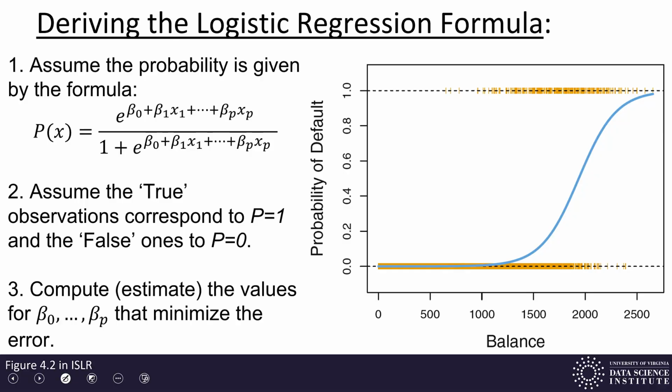Then we estimate the values for the betas that minimize the error, and the error is measured by the distance between each data point and its associated place on the graph. So we estimate the mean squared error, the square of each of those errors, the distances between those points and the graph. You can see in this plot here, we have a lot of low error here, and then the plot comes up and minimizes the error when the balance is high.